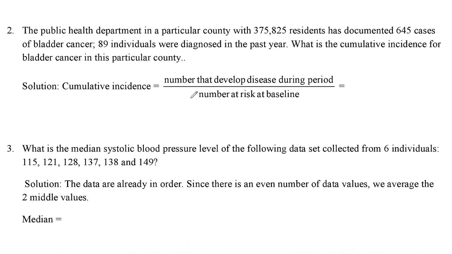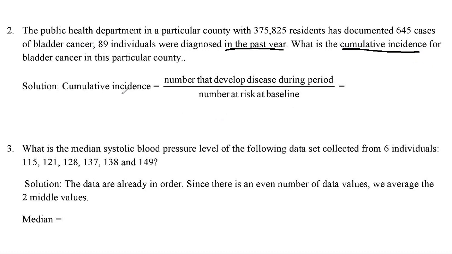Next, here we're going to look at cumulative incidence. So a public health department in a particular county has 375,825 residents. They documented here 645 cases of bladder cancer, and 89 individuals were diagnosed in the past year here. We want to know what's the cumulative incidence here for bladder cancer in this particular county.